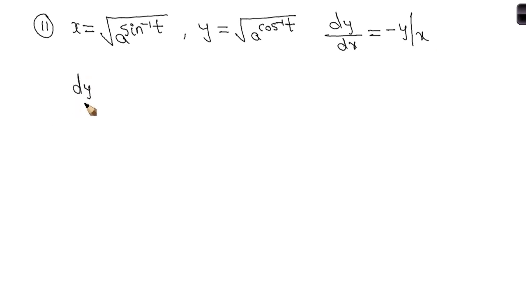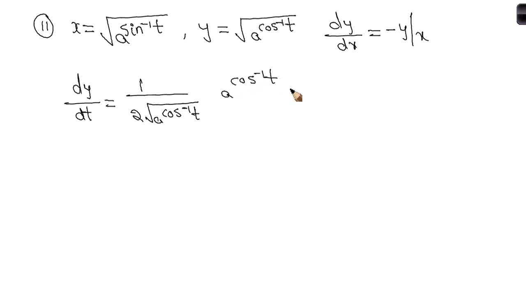So dy by dt is same as 1 by 2 root of a power cos inverse of t, and derivative of a power cos inverse of t is a power cos inverse of t into ln of a into derivative of cos inverse of t, which is minus of 1 by root of 1 minus t square. And dy by dx also I'll do in 2 steps further.